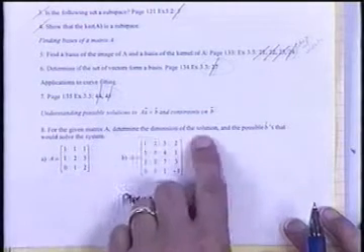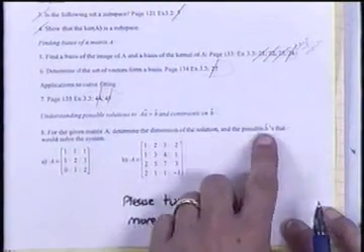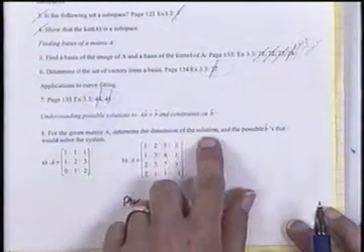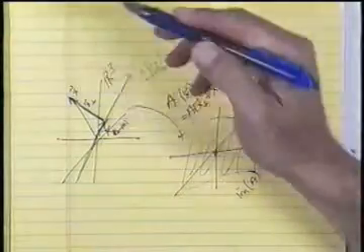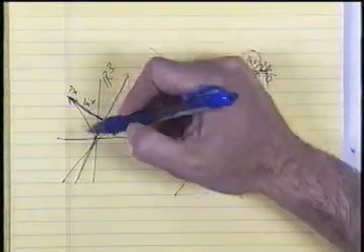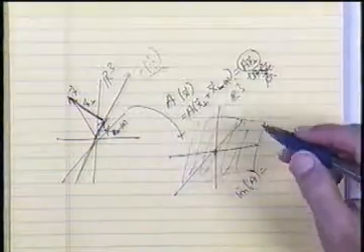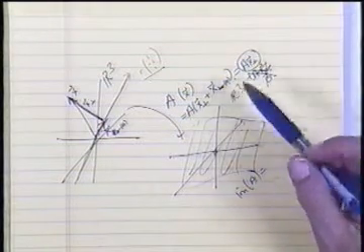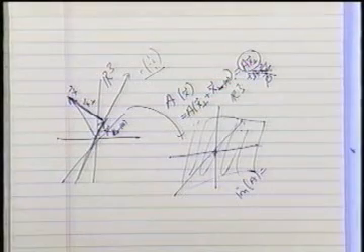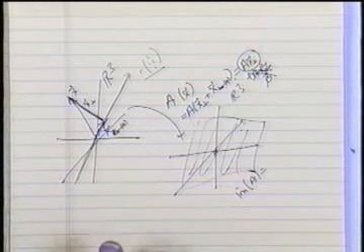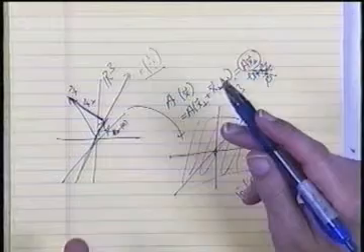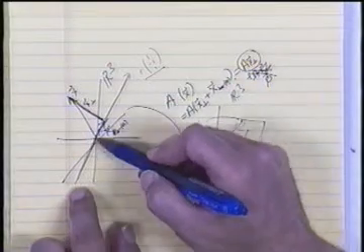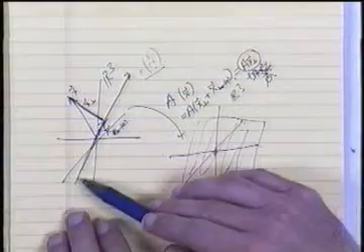Given the matrix A, determine the dimension of the solution and the possible b's that would solve the system. So the dimension of the solution is going to be two-dimensional. Determine the dimension of the solution. It's going to be two-dimensional because any vector that lies along here, any part of your vector that lies along here, gets collapsed.